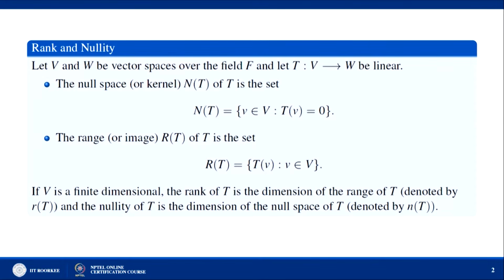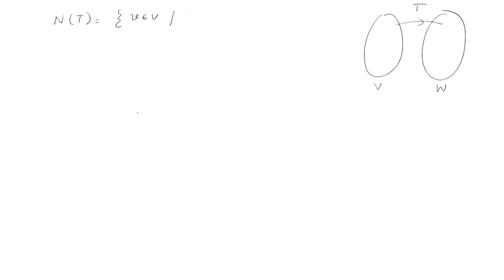Let V and W be vector spaces over the field F and let T from V to W be linear. Basically we have a linear transformation T from V to W, where V is a vector space and W is a vector space over the field F. Now, the null space of T consists of all those elements in V such that T of v equals 0 of W.